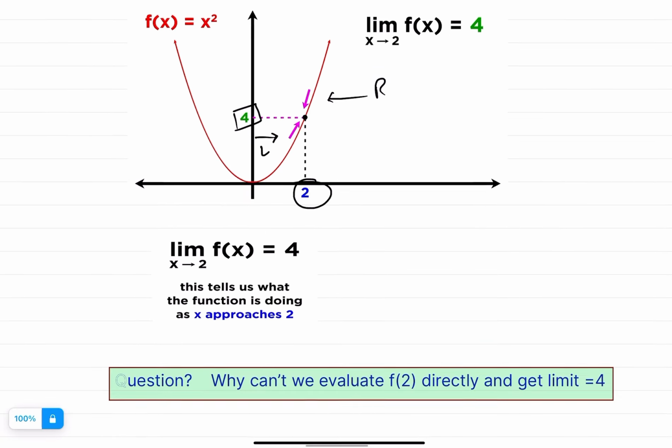Now the question arises: why can't we directly evaluate the function at x equal to 2 and get the value of 4? The problem is not in this function, because this is a continuous function, so you can directly evaluate the value of the function at a particular point and you will get the output, or you can say the limit.